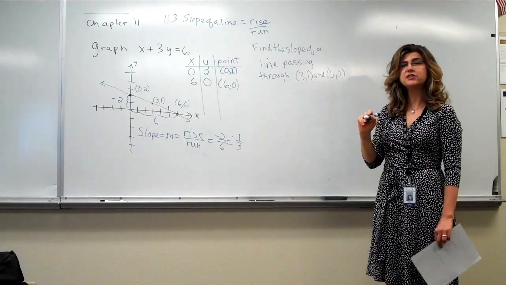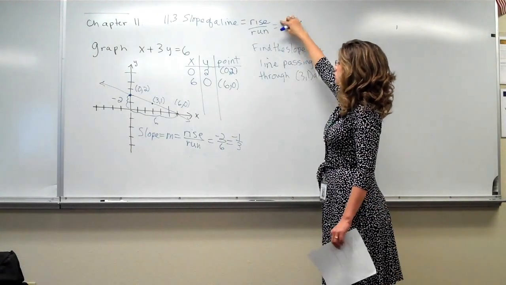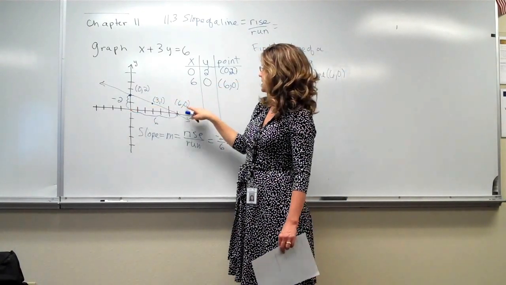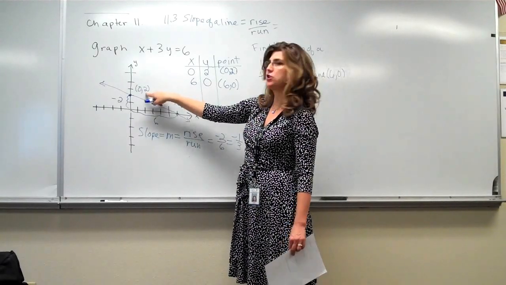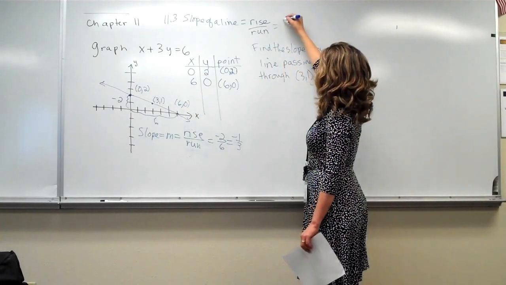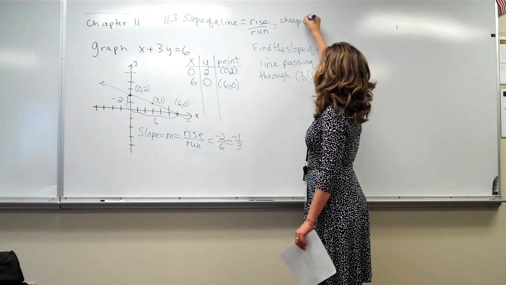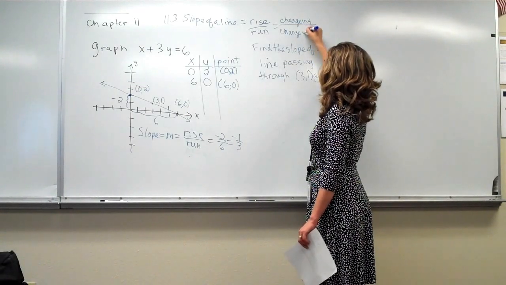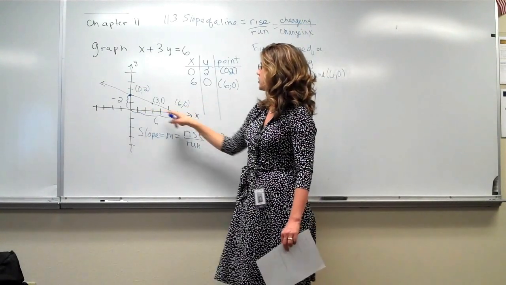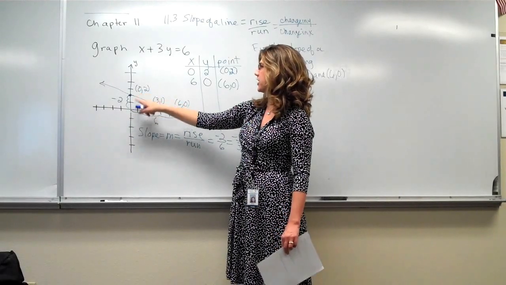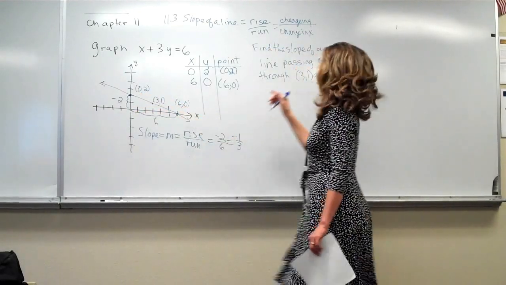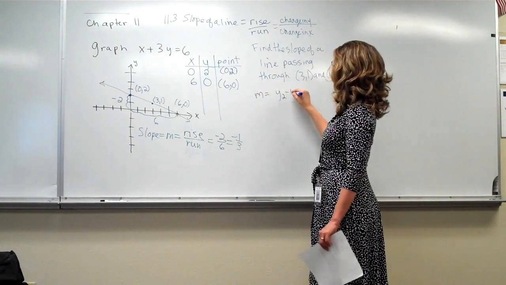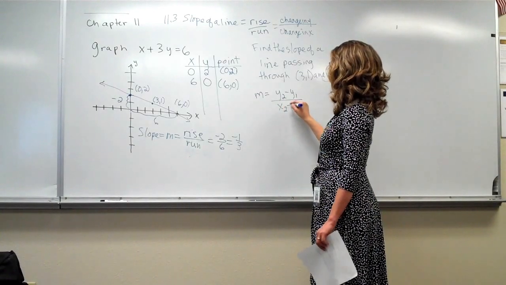All right, so we have an equation or a formula for that. The rise is really the change in the y value, right? The y changed from being 0 in this point to being 2 in this point. So the change in y over the change in x. Right? The run is really the change in x. The x here changed from 0 to 6. So in equation form, the slope is equal to y2 minus y1 over x2 minus x1.